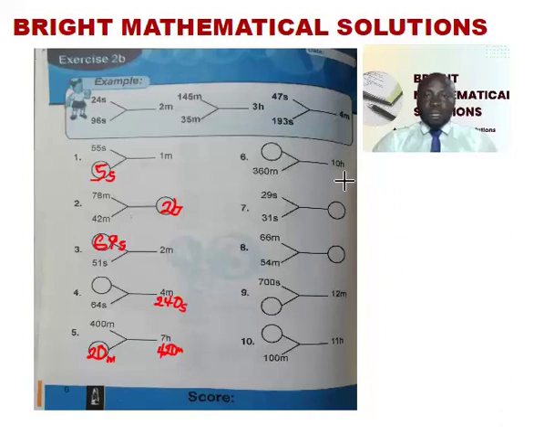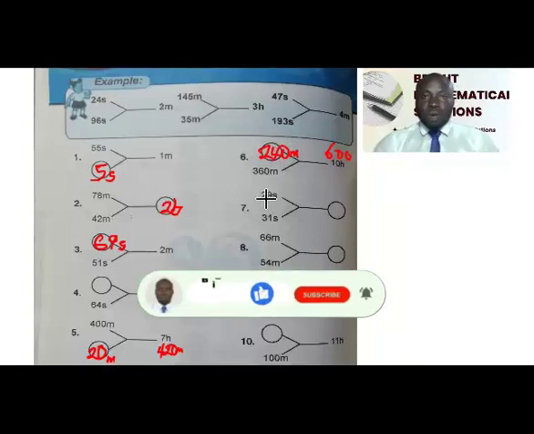Now to number 6, we have 10 hours and we have 360 minutes. You know that 60 minutes makes an hour. So 60 multiplied by 10 gives us 600. 600 minus 360 gives us 240 minutes.